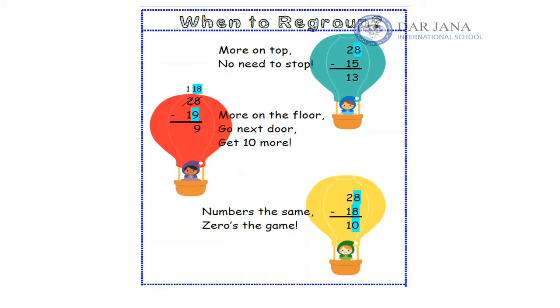Look at the third one. Numbers the same, 0 is the game. So, 28 minus 18. When we say 8 minus 8, two numbers are the same, so the answer is 0. No need to go next door and borrow.